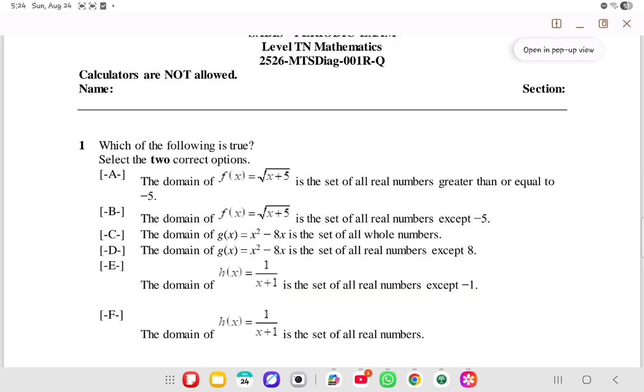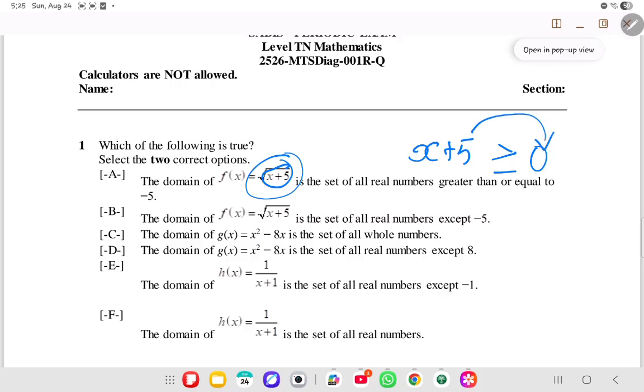What you need to know about the domain is that if it is a radical, for example, in this case we have f(x) equals radical x plus 5, you will take the number inside of the radical, which in this case is x plus 5, and make it greater than or equal to 0. Why? Because inside of a radical, you cannot have any number that is negative. So any number that's not negative is either positive or equal to 0. That's why you take the number inside of the radical, x plus 5, and make it greater than or equal to 0.